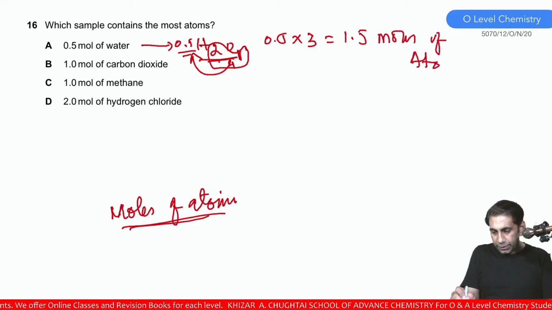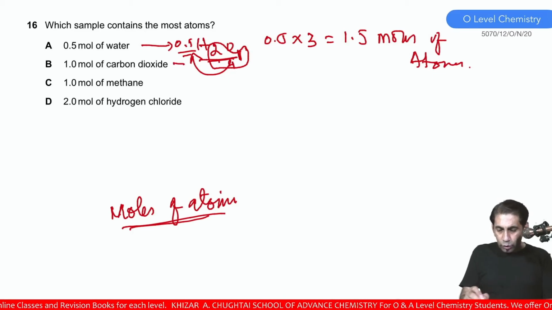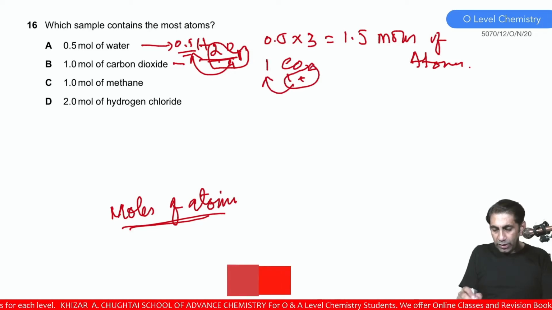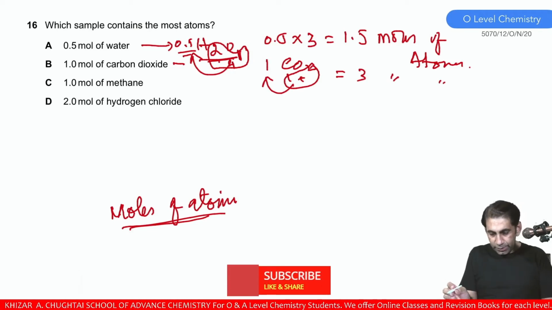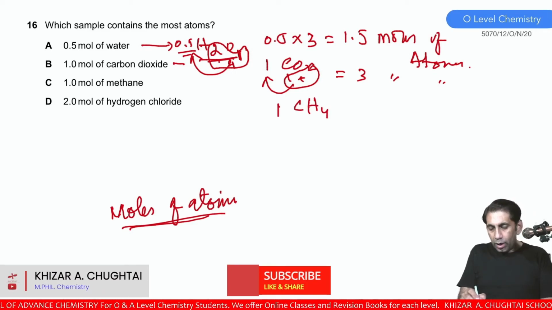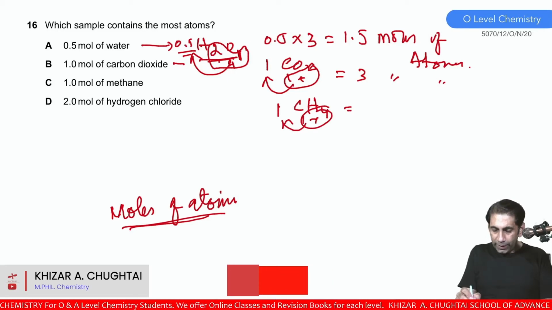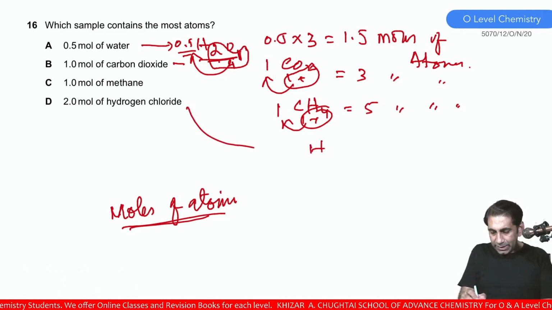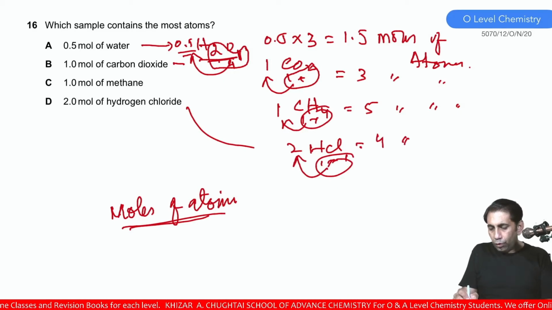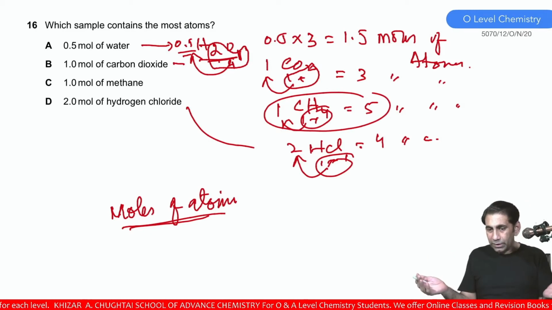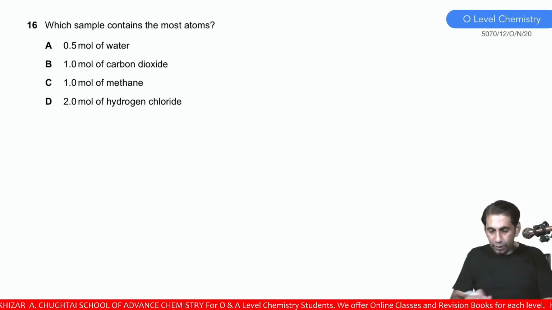The next one is CO2. 1 mole of CO2: 2 plus 1 is equal to 3, so 3 moles of atoms in case of CO2. In case of methane, CH4, it is again 1 mole. 4 plus 1 is equal to 5, so 5 moles of atoms. In the last case, it's HCl, and it is 2 moles. 1 plus 1 is equal to 2, 2 twos are 4, so 4 moles of atoms. So the highest answer goes to CH4, which has the most atoms. C is the correct option.